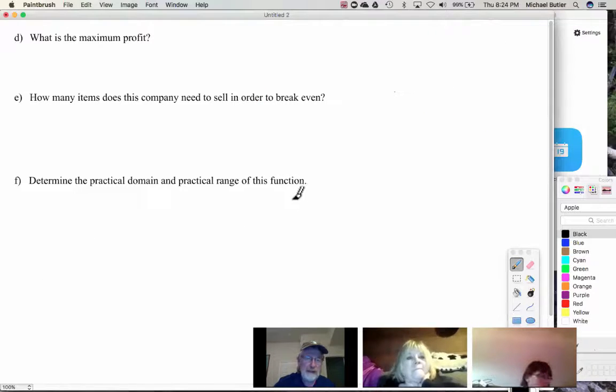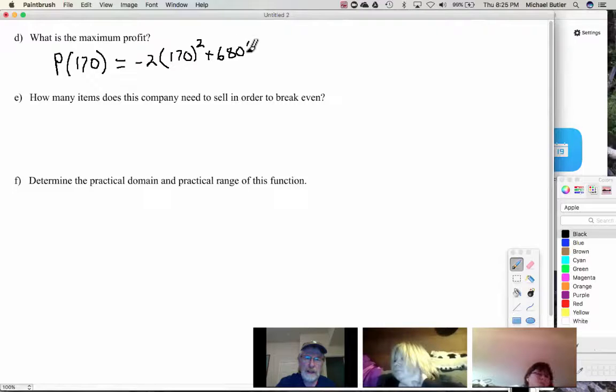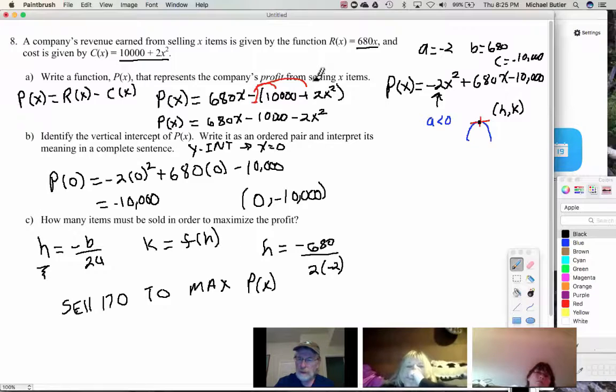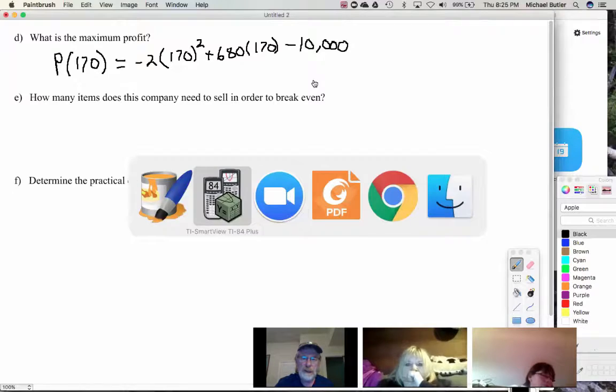All right, let's go ahead and finish this up. Okay, so what is the maximum profit? To figure that out, we have to find P of 170. So P of 170 is going to be negative 2 times 170 squared plus 680 times 170 minus 10,000. So that's going to be our maximum profit. Let me check that real quick, make sure I remember that function correctly. Yep, I did. Okay, cool. So we're going to go to the calculator to do that.